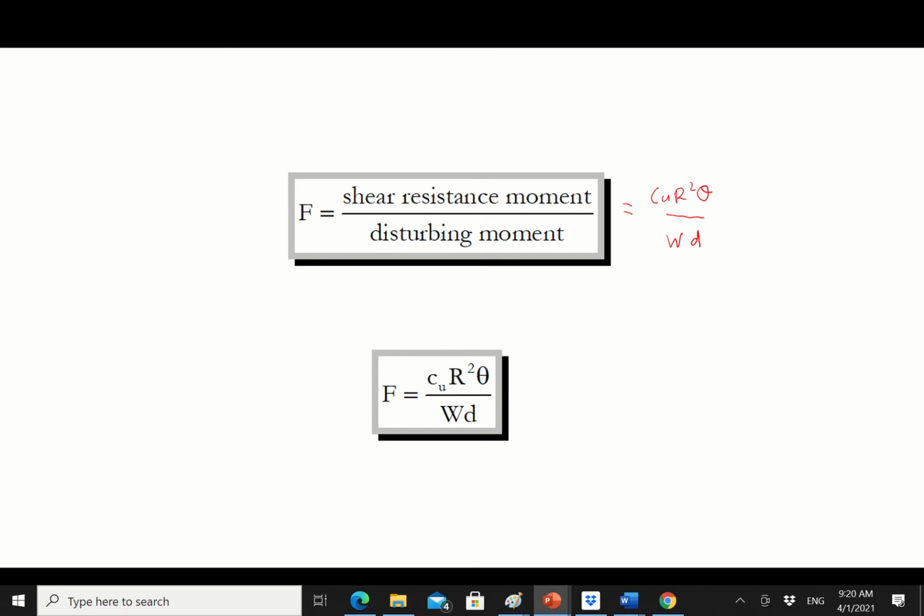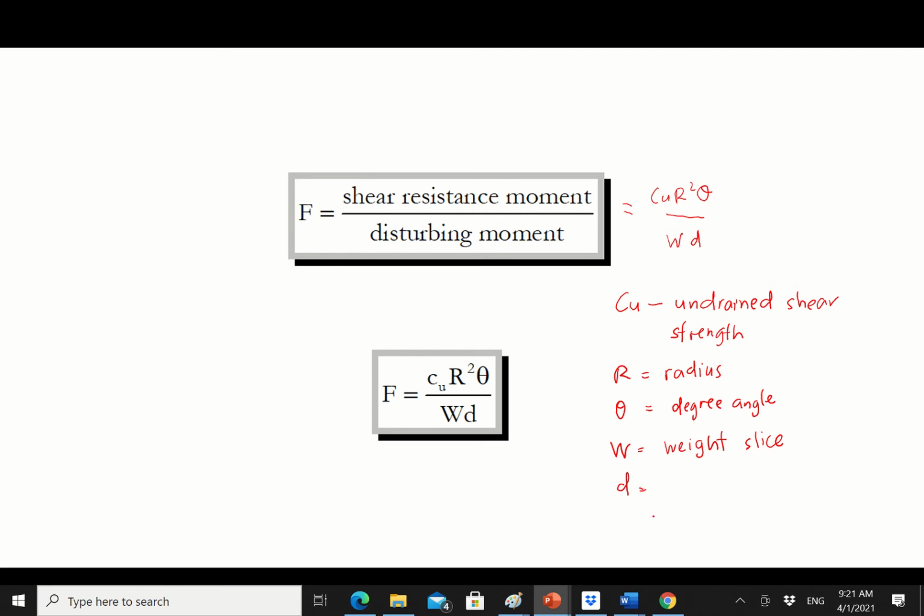Before we go into the example, we need to define all of these terms. Cu is your undrained shear strength, and R is the radius of the semicircle, and theta is the sector given by your semicircle in terms of degree angle. Okay, W will be the weight of your slice or the weight of your soil mass, and D is the position of your slice.